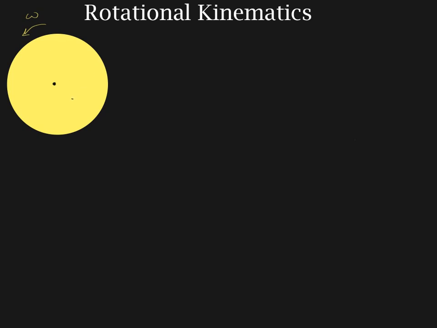And if we pick two locations, one which is right here, and the other one which is out towards the edge, then these two points on the disc are going to be located at two different radii. So we'll just call this R1, and we'll call this one R2. Each of these are going to have to complete a circle in the same amount of time.